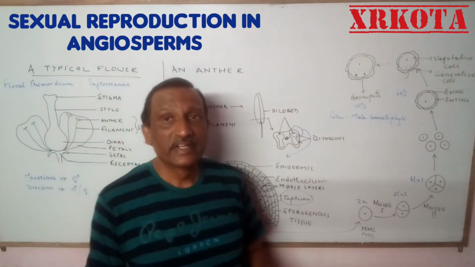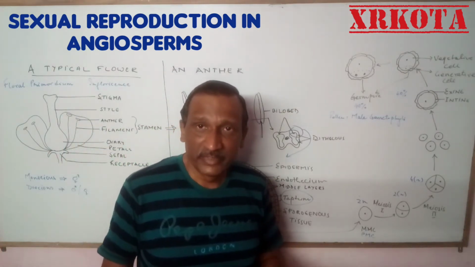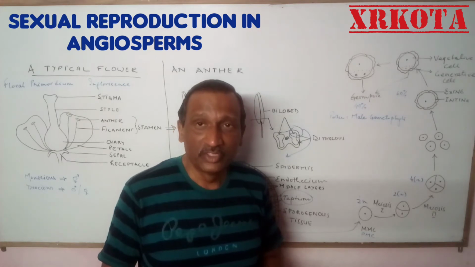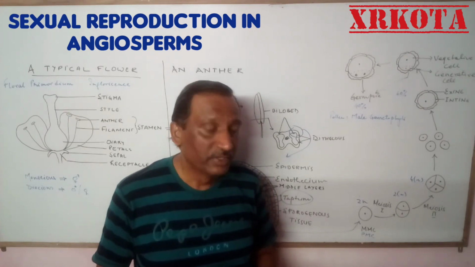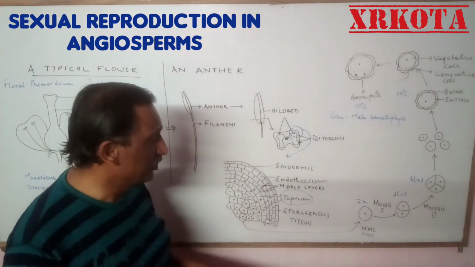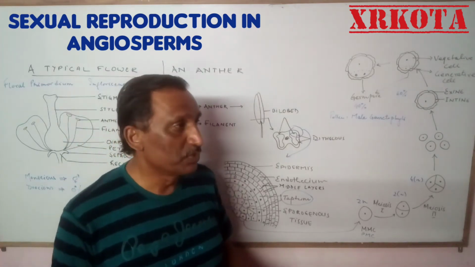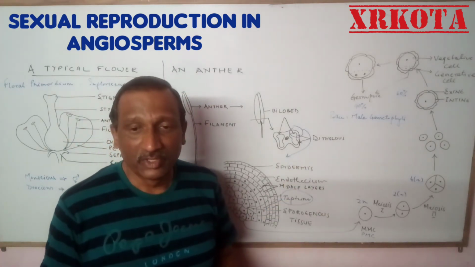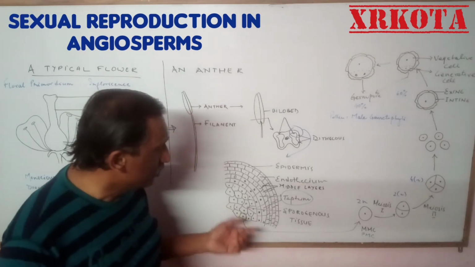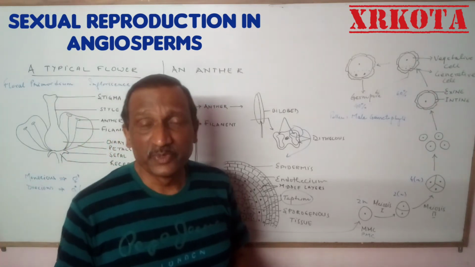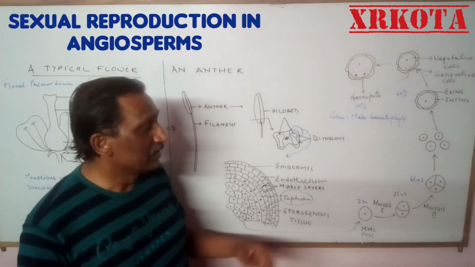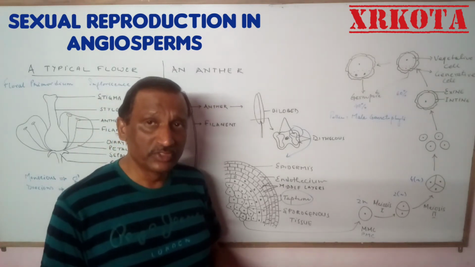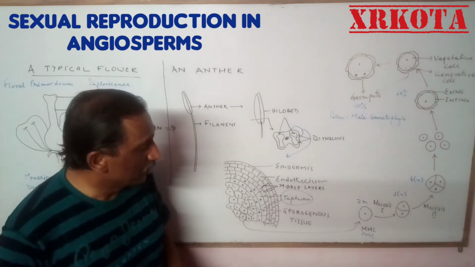When it has got two nuclei, naturally it will have extra material, so it will be responsible for providing nourishment. So it provides nourishment to the sporogenous tissue, which are responsible for the development of pollen grain. Sporogenous tissue is the cells which are responsible for undergoing microsporogenesis, and they will form pollen grain.